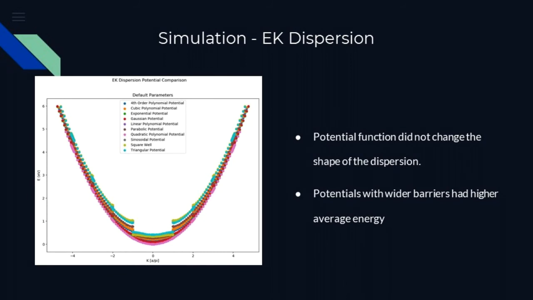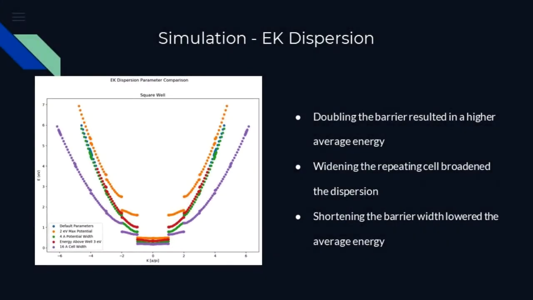Now focusing on the EK dispersion, it was again found that the type of potential used did not have a major impact on the simulation results. The only observation found was that the potentials with a wider barrier, like the square well and triangular potential, had a higher average energy when compared to potentials with a smaller barrier width.